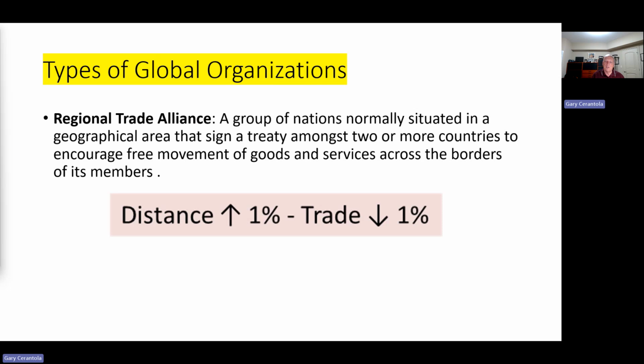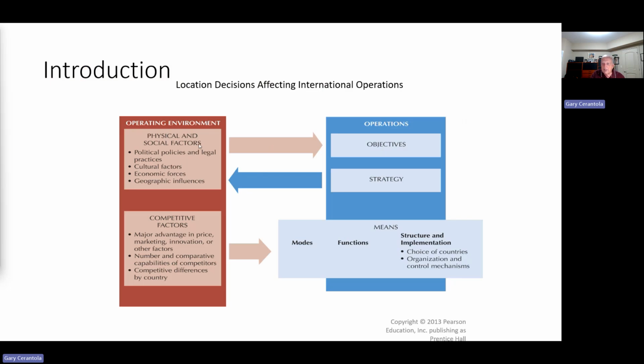So there's a lot of advantages of the regional trade alliance going forward. And one of the key ones is, again, in the Caribbean, there's a couple of regional trade alliances that do quite well. I'm not going to talk about this, but it just gives you an idea of location decisions affecting international operations. You really need to look at physical and social factors and competitive factors to develop a strategy. And this is iterative because things change. And then you decide what type of structure and implementation you can do based on this kind of analysis.